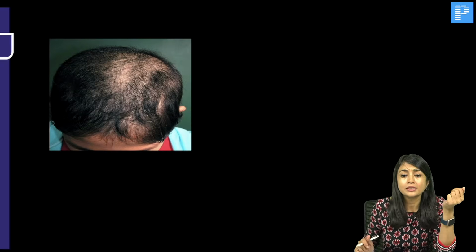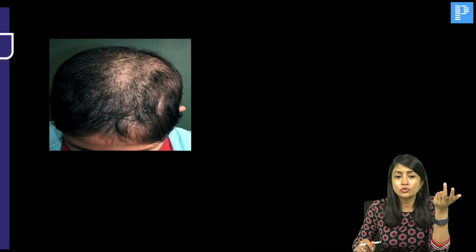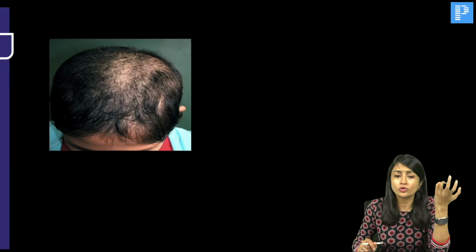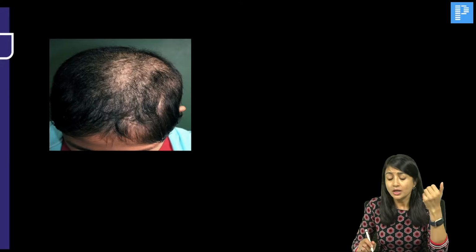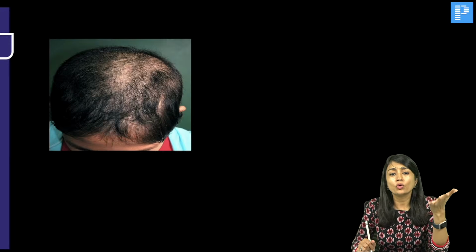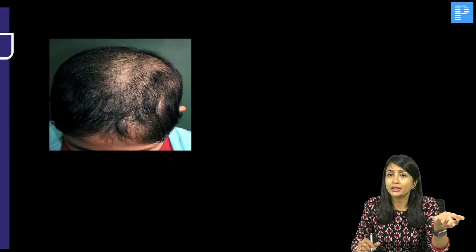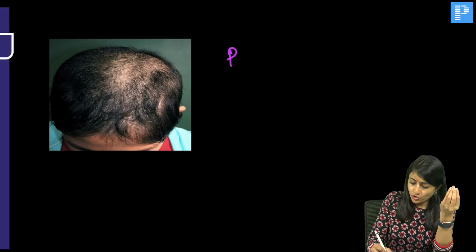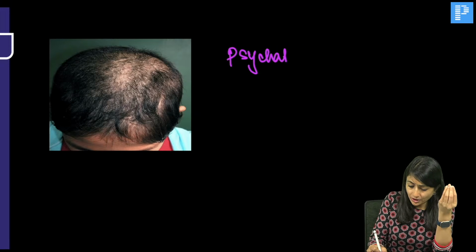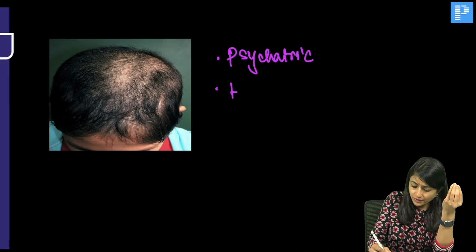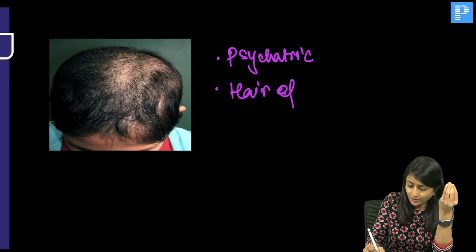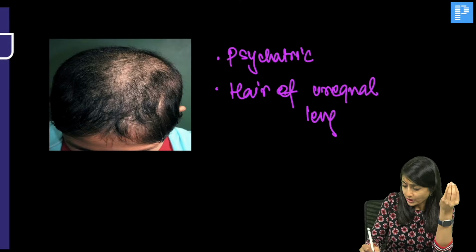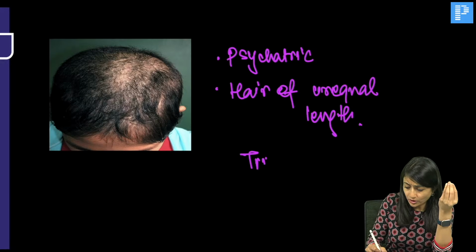What is this? A patient comes to you, he is socially withdrawn, you see hair loss on one side of the head, and you see broken hairs of various length. So, 2-3 things: you will be given a history of psychiatric issue, you will be given hair of unequal length, and then you know that yes, you are dealing with trichotillomania.